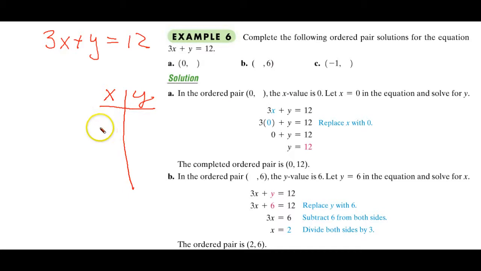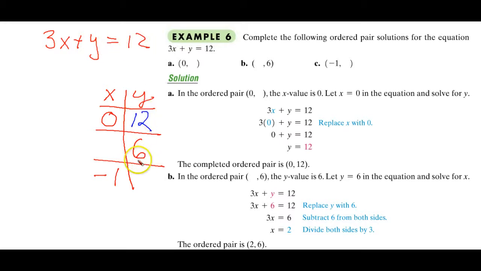And we have 3 items of data. So our first one here is a 0. So we'll put the 0 under the X. Here this is going to be a 6. And then this is a negative 1. So what we're going to do now is put these values into this equation and then solve it. So if x is 0, 3 times 0 is 0, then all we're left with is y equals 12.